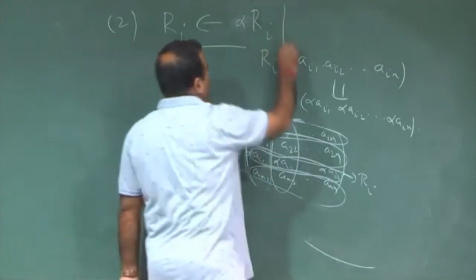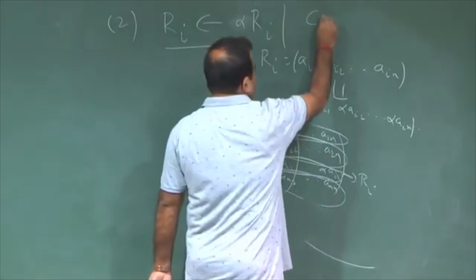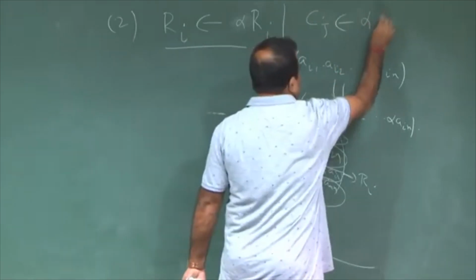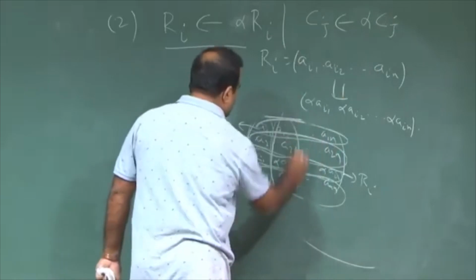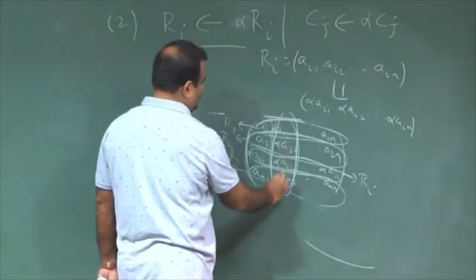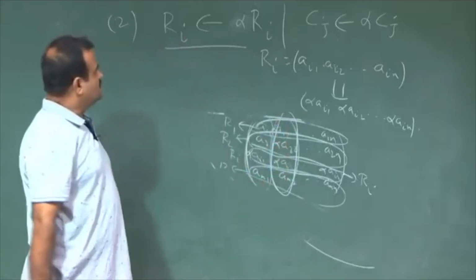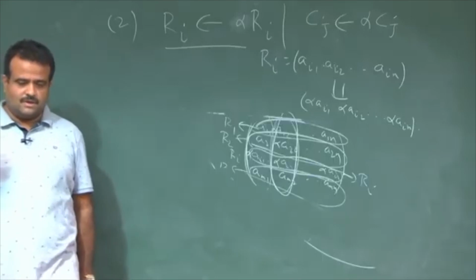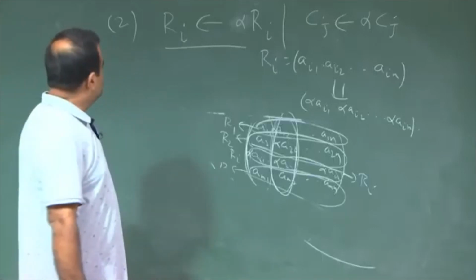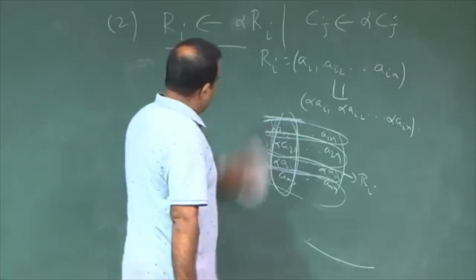Similarly, for columns we can have Cj going to alpha times Cj. We can take a particular column, the jth column, and apply a constant to it. So, one column is replaced by a constant times that column. So, this is another elementary operation.